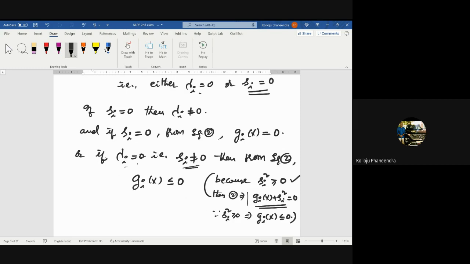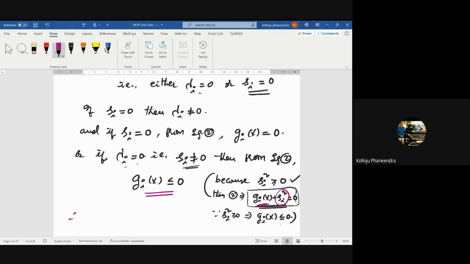What is the second condition? g_i(x) plus s_i square equal to 0. Now I know s_i square is positive, and to make it equal to 0, this g_i(x) must be less than or equal to 0. This is another one.